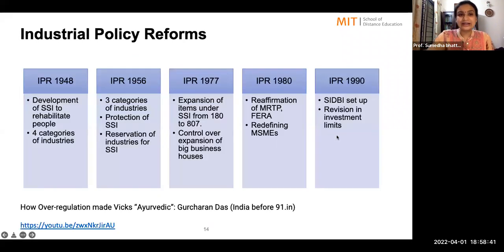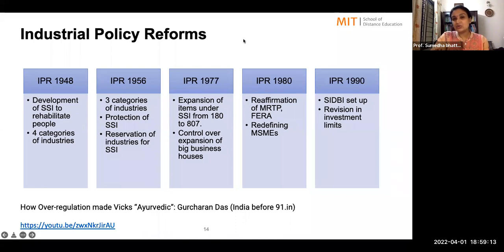So as I said, in the industrial policy reforms of 1948, we can see the development of SSI to rehabilitate people, and there were 4 categories of industries. In 56, we can see that there were 3 categories of industries. Now, these categories were Schedule A, Schedule B, and Schedule C. Schedule A comprised your atomic sector, that is nuclear energy, then defense and railways, which were completely in the public domain and completely under the ownership of government.